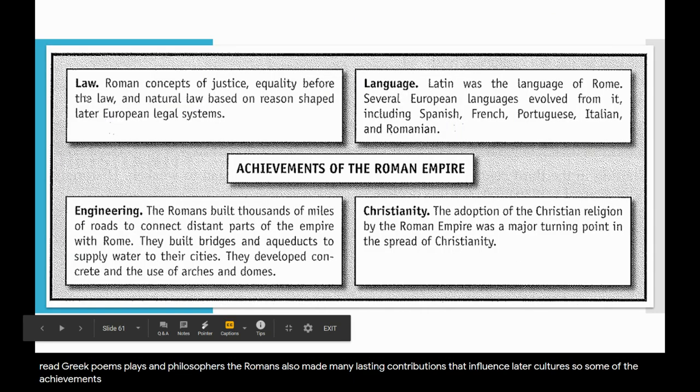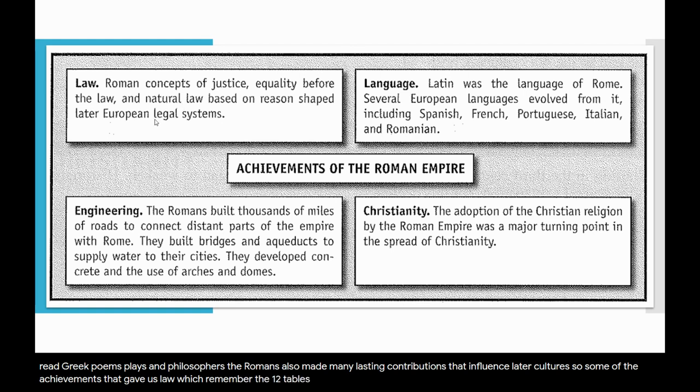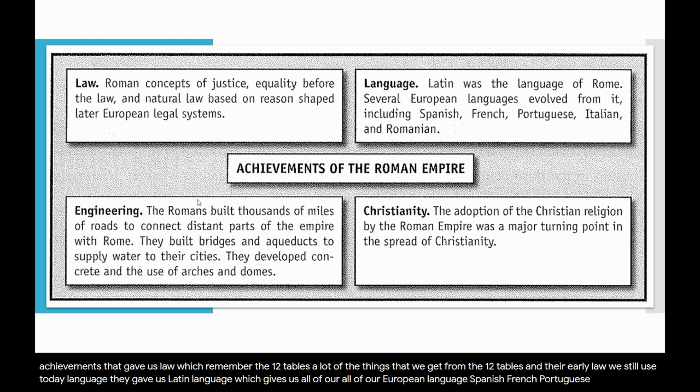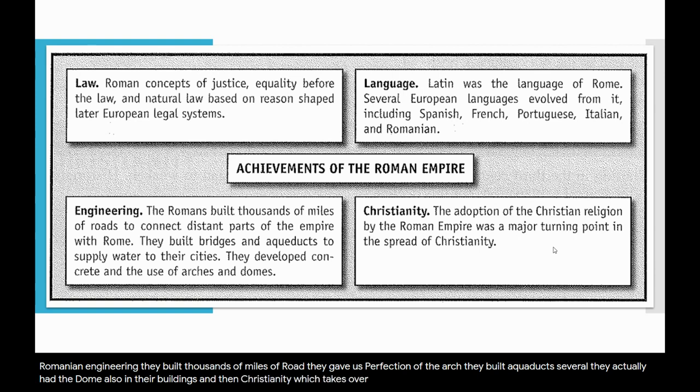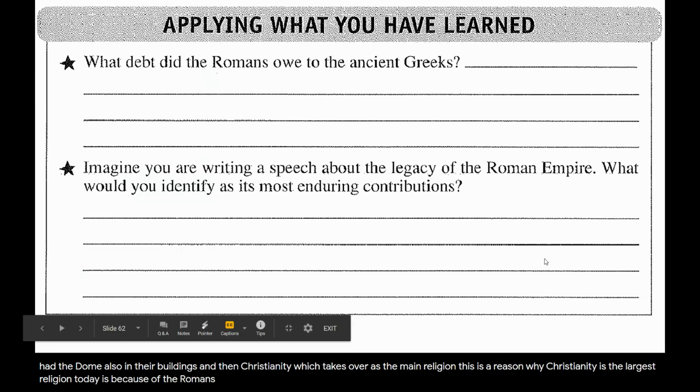So some of the achievements they gave us: law, which, remember, the 12 tables. A lot of the things that we get from the 12 tables in their early law we still use today. Language, they gave us the Latin language, which gives us our European languages: Spanish, French, Portuguese, Italian, Romanian. Engineering, they built thousands of miles of road. They gave us the perfection of the arch. They built aqueducts. They also had the dome in their buildings. And then Christianity, which takes over as the main religion. This is the reason why Christianity is the largest religion today, because of the Romans. And we kind of covered that already.